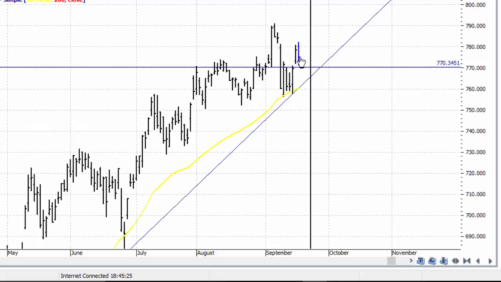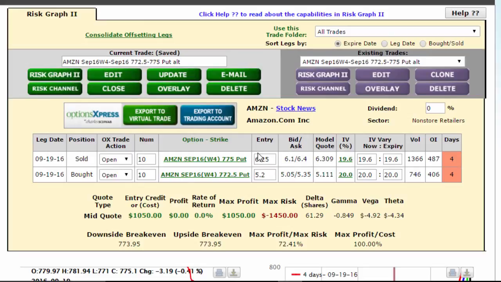So the at-the-money call or the at-the-money put option is going to be any option with a strike price of 775. So in my case, I've sold a 775 put for $625. So I've taken into my trading account $625, and to protect myself, I've bought a 772.5 put, and I've had to spend from the 625 that I took in $520. Now, what this actually does is create a credit spread.